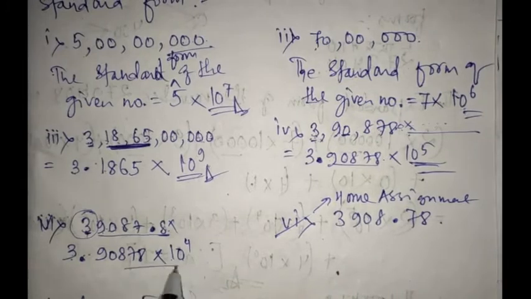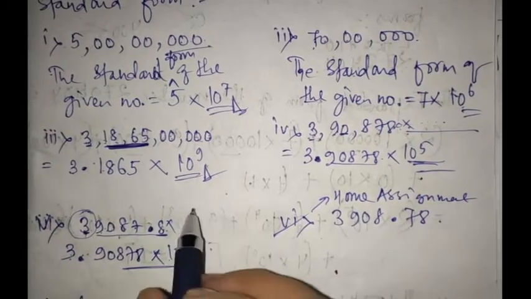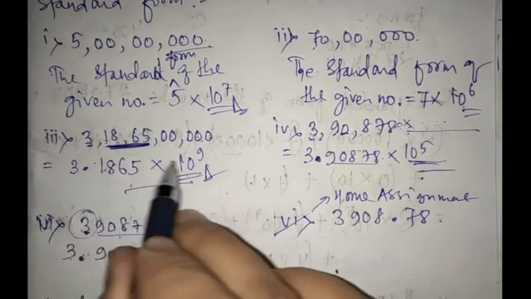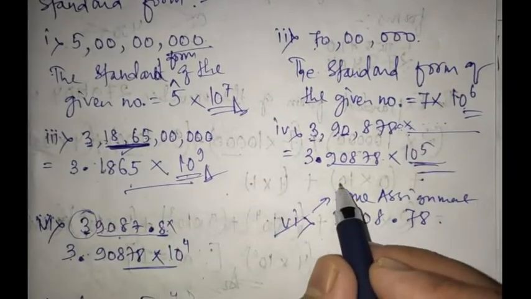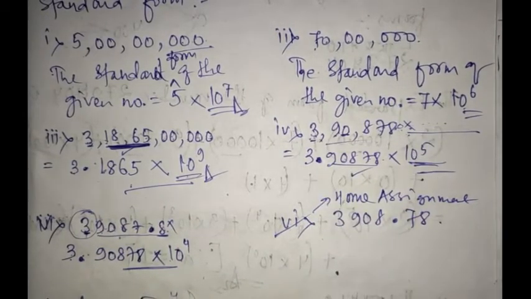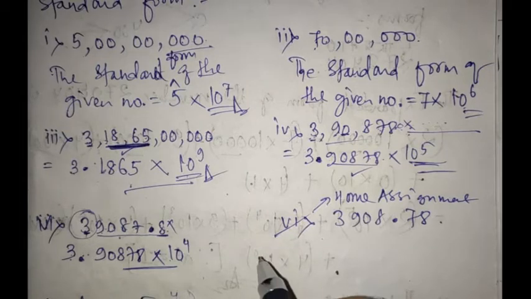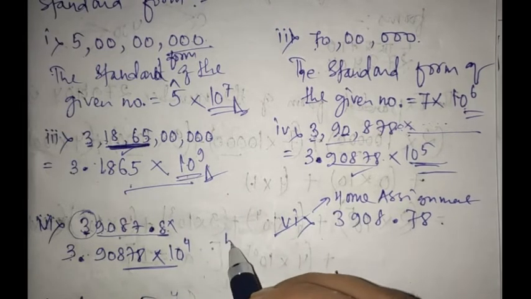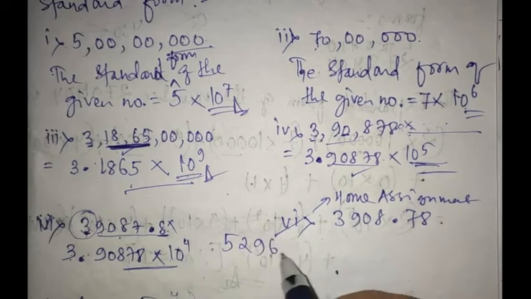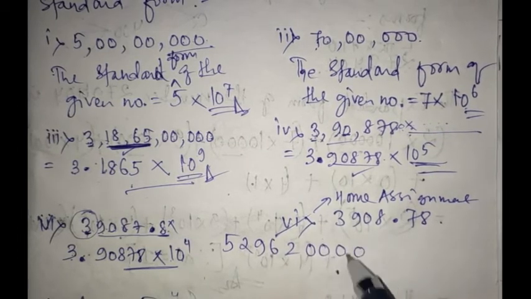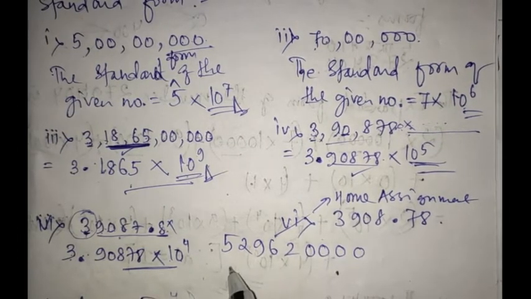Now if you multiply this, you are going to get this number. If you multiply this with this number, you are going to get this number. So this is the way, or this is the trick to find the number. Suppose you have 52962000. If you have suppose this type of number, then what you are going to write first?